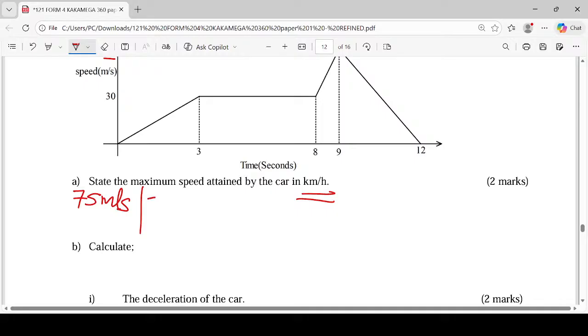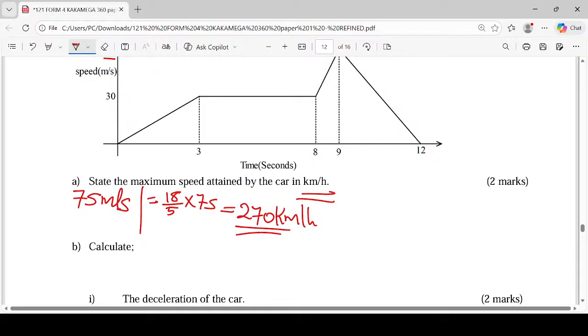So how do you convert this 75 to kilometers per hour? You simply take 18 over 5 times 75. So by the help of your calculator, when you take 18 over 5 times 75, you are going to get 270 kilometers per hour as the answer for part A of this wonderful question. That's how you get the 2 marks.